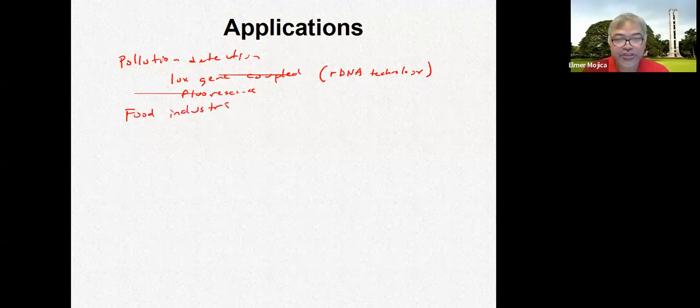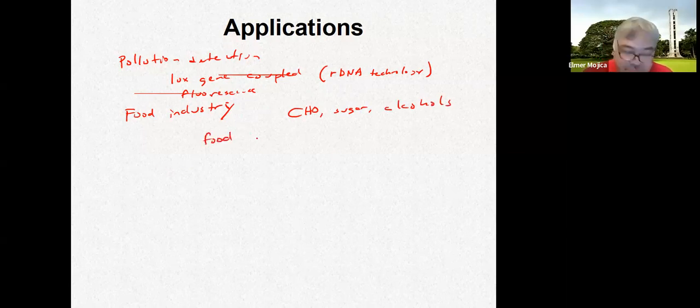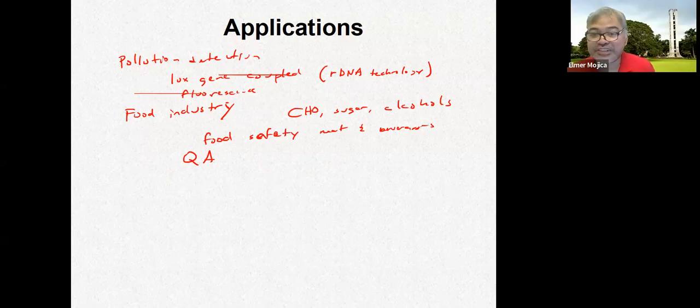Now, in the food industry is another way you can apply it. So usually what do you detect there? Carbohydrates, sugar, alcohols, and then food safety in meat, and beverages. So usually you use it for quality assurance in food. And the method that you have there is a flow injection system. Okay, so I think those are just some of the applications.